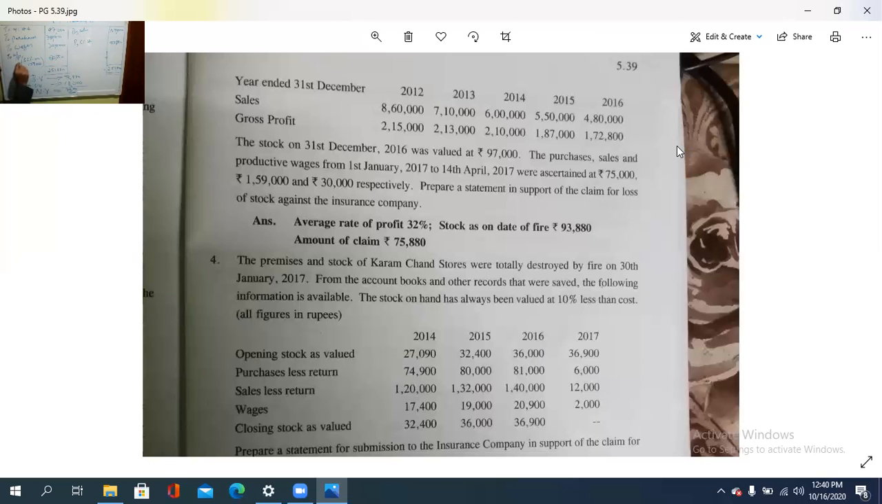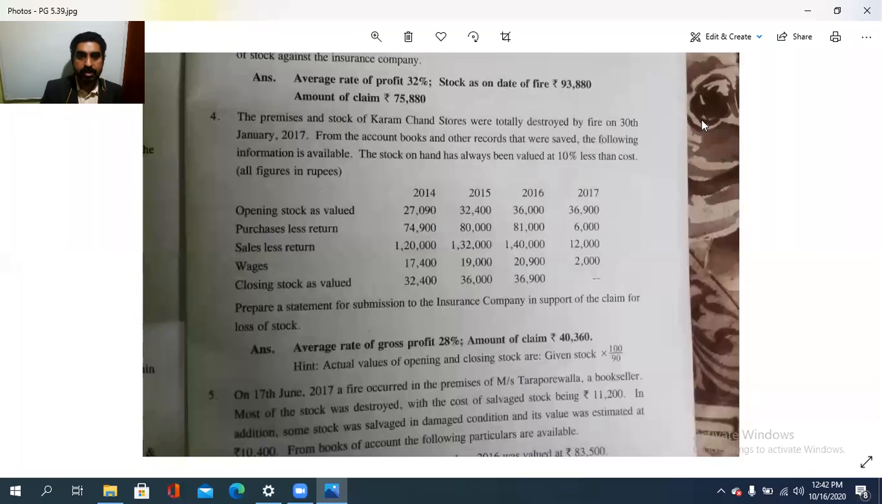Okay, so that is the balance, and that balance is the book value of the stock, from which the salvage value is to be deducted. We will get the amount of claim. So this type of questions will come. So we will do one more problem also, like the same method. So we will do this problem also.